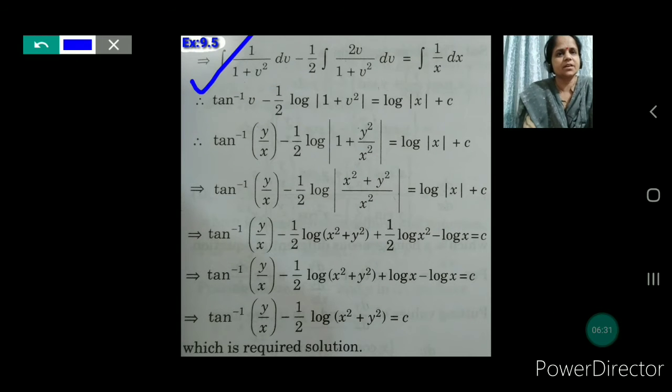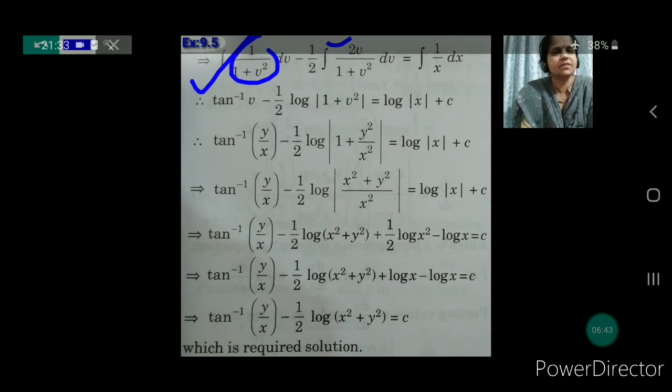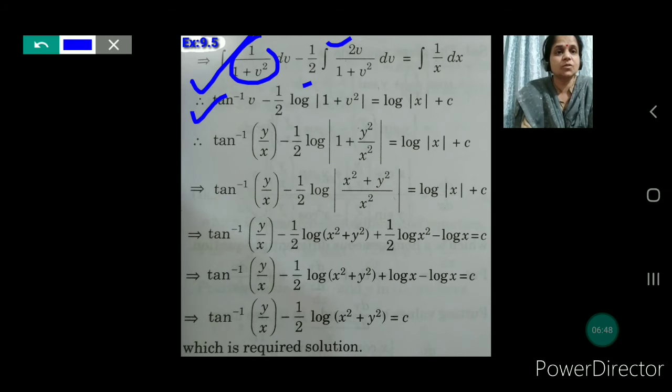So now integration 1 upon v square dv minus 1 by 2 integration, here it is 2v upon 1 plus v square dv is equal to integration 1 upon x dx. It is the formula of tan inverse v. And here see 1 upon v square, it is in denominator, and in numerator it is 2v. It is the derivative of denominator. So you have to apply the log mod of 1 plus v square. And on the RHS it is log mod of x.